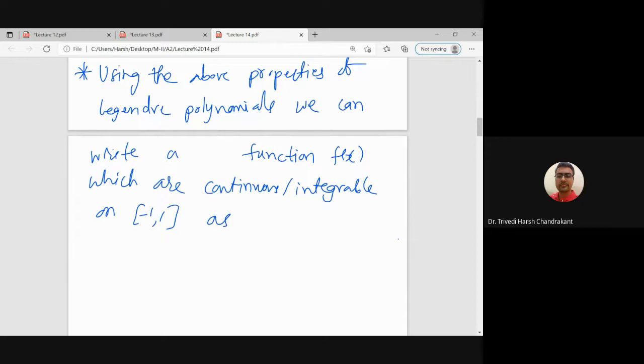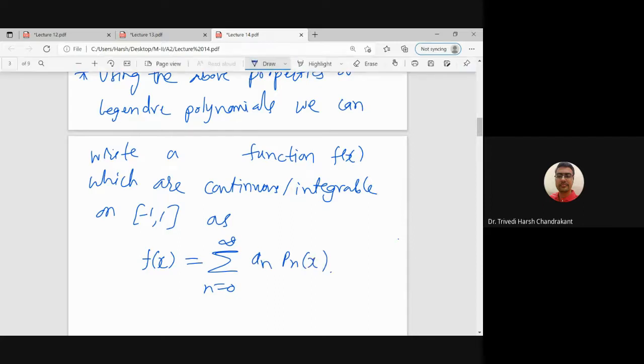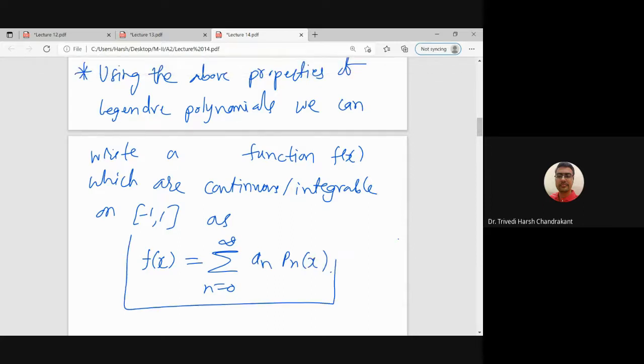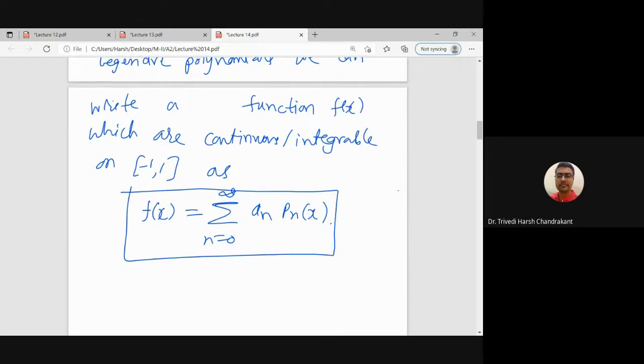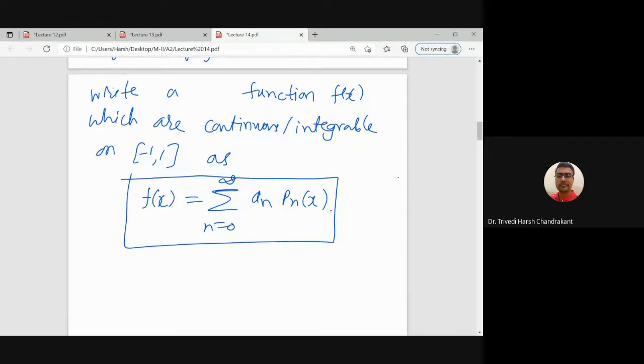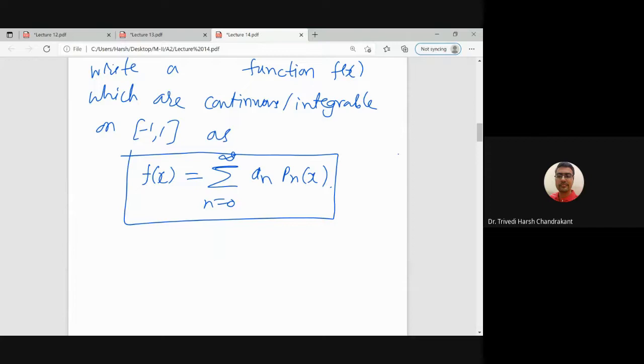So we can write any function which is continuous, defined on minus 1 to 1, in a series form of An Pn(x). Right. So the question is whether this is possible or not. That depends on what function we are taking. If our function is a nice function, like a good continuous function, or continuous except at one point where it can be discontinuous, then such a thing is possible. And if it is possible, what is An? First of all, let us assume that it is possible to write f(x) as a series expansion in terms of the Legendre polynomials. These are the Legendre polynomials.